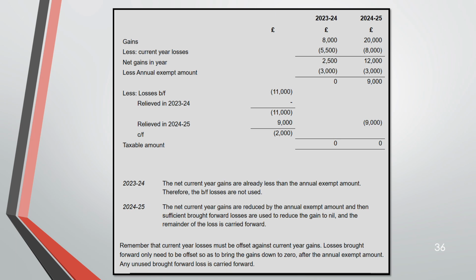So this is the answer for activity 2, brought forward losses. As you can see in 2023-24, you cannot get anything relieved because it's zero after annual exempt amount. Now, in 24-25, we have 9,000 gain, and when you utilize your brought forward losses, you are left with nothing. So 2,000 will be carried forward.